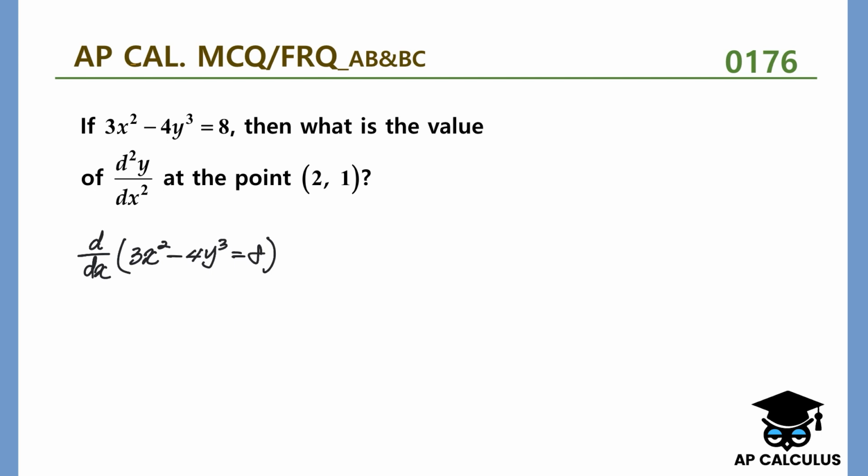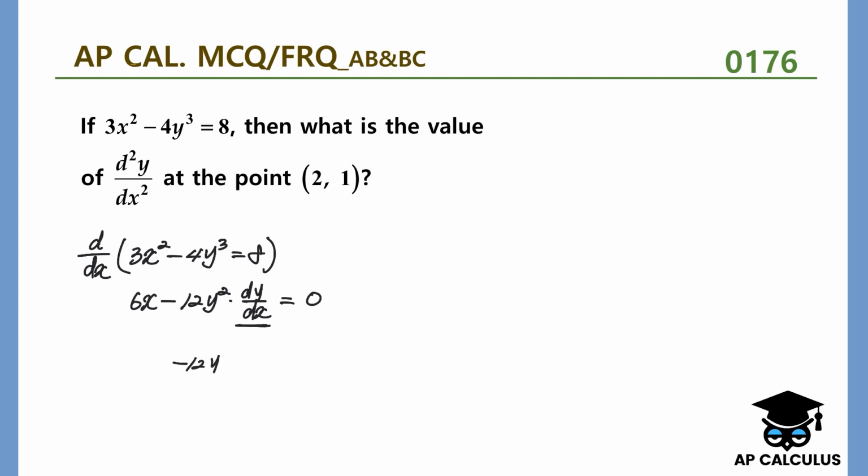So 3x squared, that's 6x, minus 4y cubed, that's 12y squared times the derivative of y, dy dx, is equal to the derivative of 8, a constant, which is 0. Okay, so let's solve for the first derivative. Here, this is our first derivative.